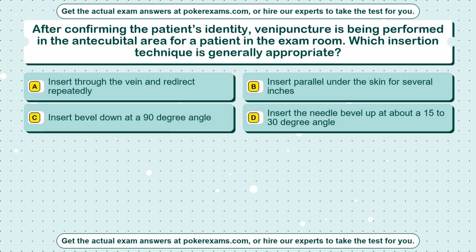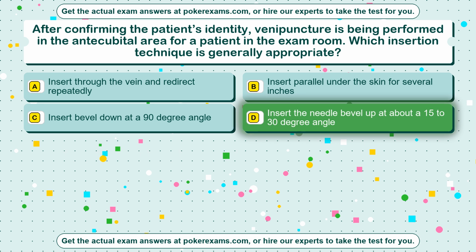Question 91. After confirming the patient's identity, venipuncture is being performed in the antecubital area for a patient in the exam room. Which insertion technique is generally appropriate? Option A, insert through the vein and redirect repeatedly. Option B, insert parallel under the skin for several inches. Option C, insert bevel down at a 90-degree angle. Option D, insert the needle bevel up at about a 15 to 30-degree angle.